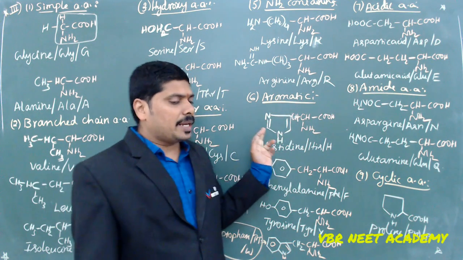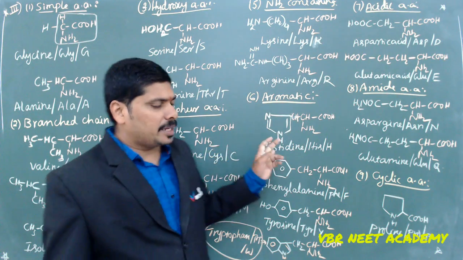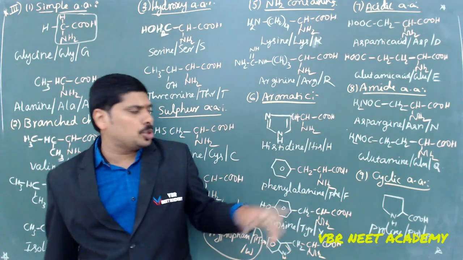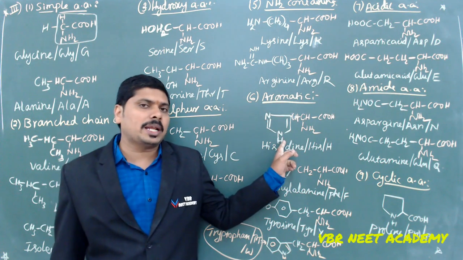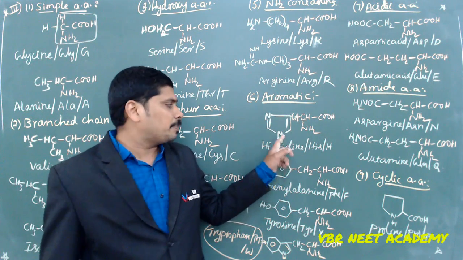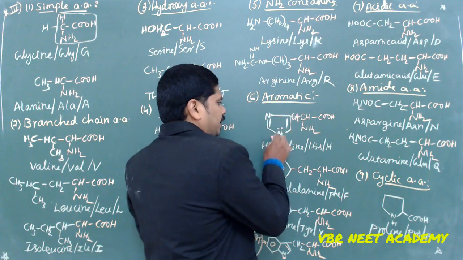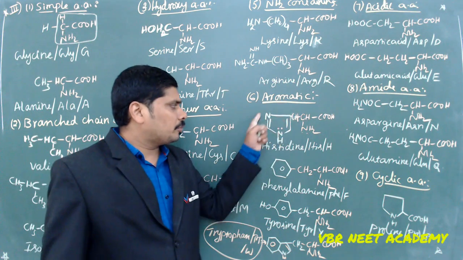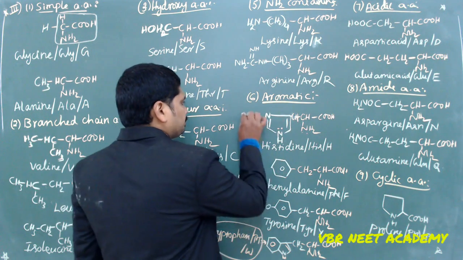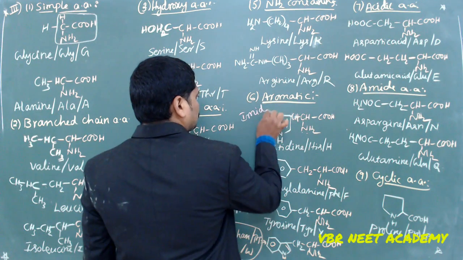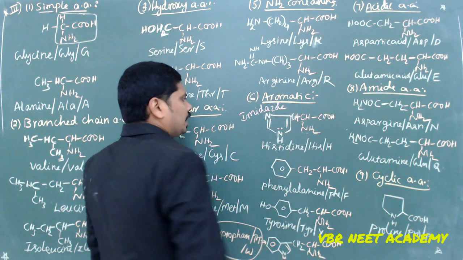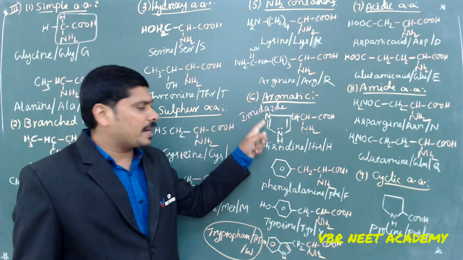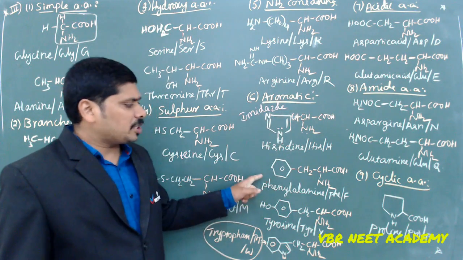Then, aromatic amino acids. I said already that histidine comes under both. It comes under basic amino acids due to the presence of NH, which is able to accept an electron pair, because of this lone pair it can act as a basic amino acid. We call this ring imidazole. This imidazole ring is aromatic, that's why it can be included in aromatic amino acids.